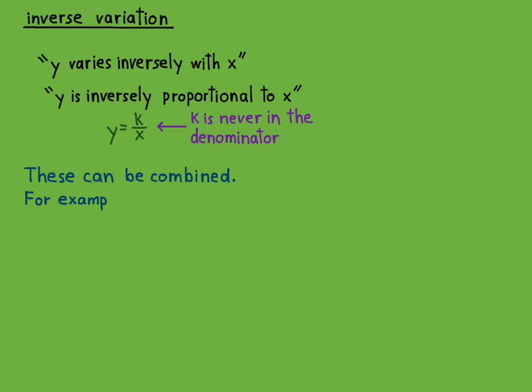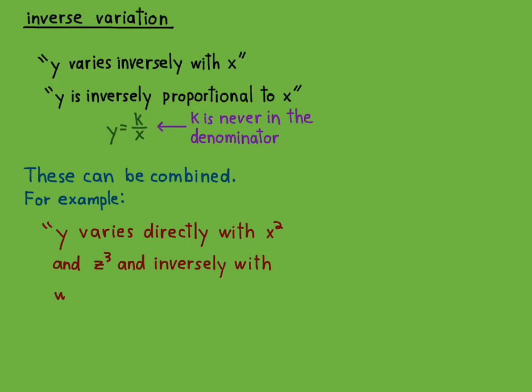So for example, y varies directly with x squared and z cubed, and inversely with w and square root of t. What does it mean? Y equals k, don't forget the k. Y equals k times x squared times z cubed over w times square root of t. It's that simple. Okay, so look at that for a while, make sure you understand that one.